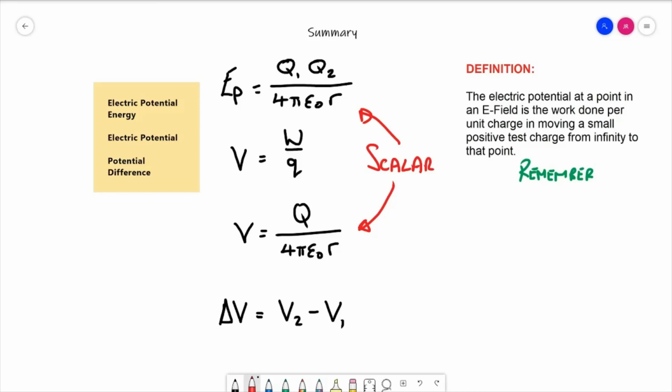Now, that is quite an abstract concept, looking at potential energy and potential. I suggest you maybe watch this video a couple of times, and obviously look in the textbook as well, in order to really get a grasp of what electric potential is.